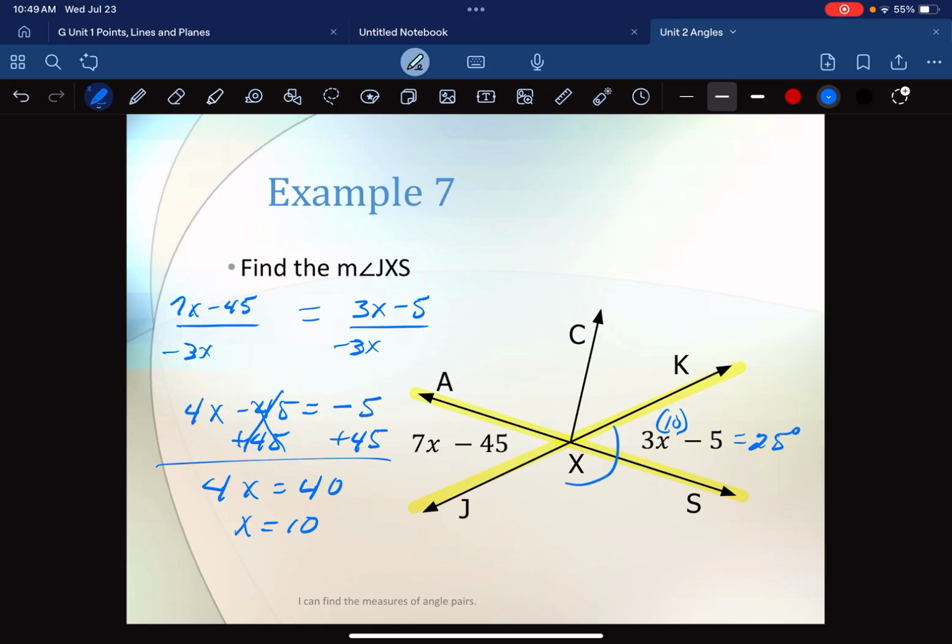Now what's the relationship between these two angles? That whole thing is 180. So if I subtract 25 from 180, I get 155. Subtract 25 gives me 155.